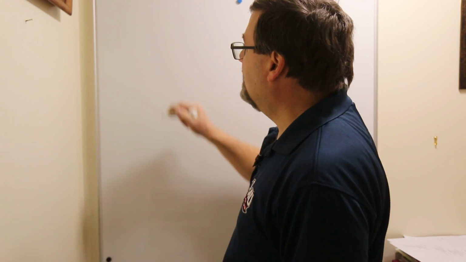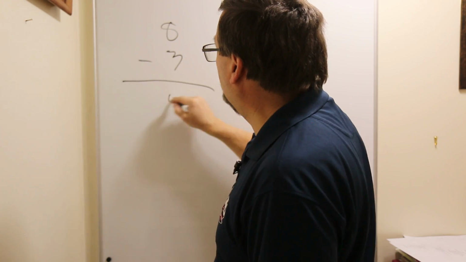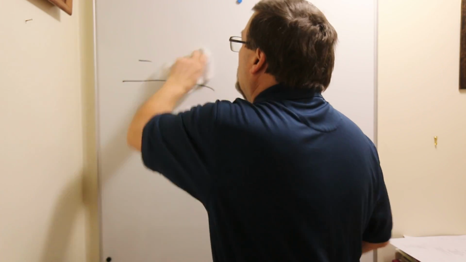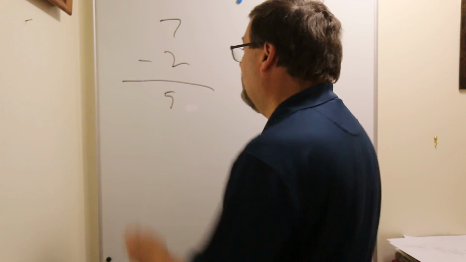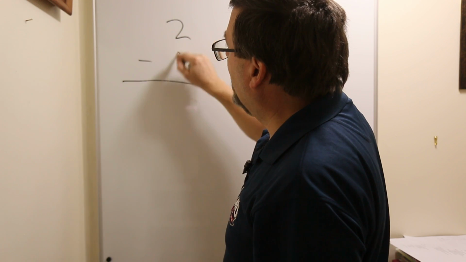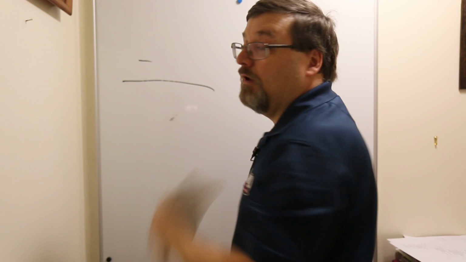Alright, let's look at subtraction. If we're doing subtraction in decimal, we do 8 minus 3 and we get 5, right? If we do 7 minus 2, we get 5. If we do 2 minus 0, we get 2. And again, as long as our number is smaller than the one above, we're okay.